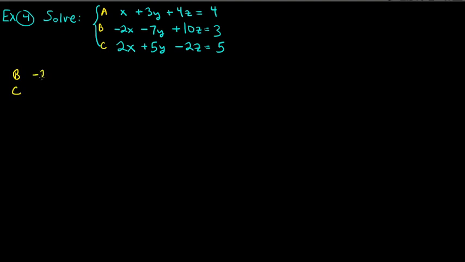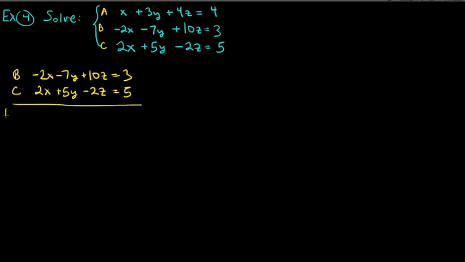Equation B is here. Make sure you copy it down correctly, unlike me, I'm prone to making mistakes here. All right, so I think this is fine. When you add B plus C, you get 0x, negative 2y, plus 8z is equal to 3 plus 5, which is 8. So negative 2y plus 8z equals 8.